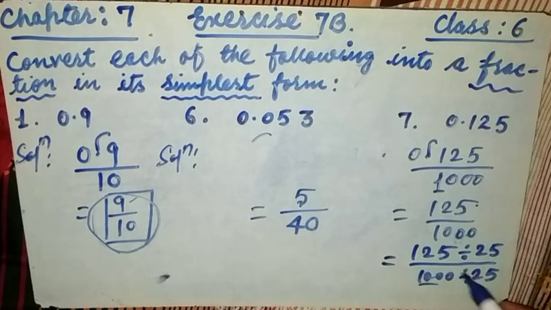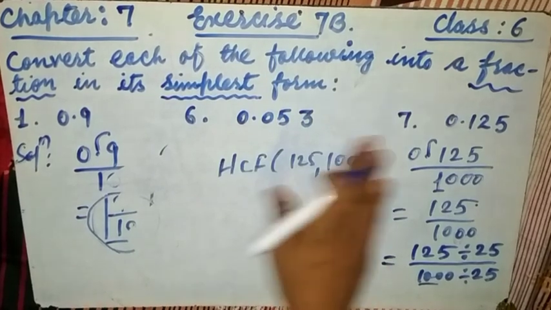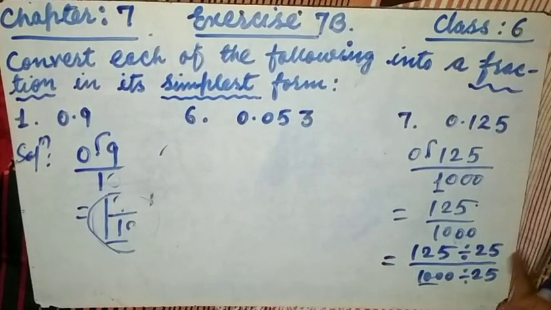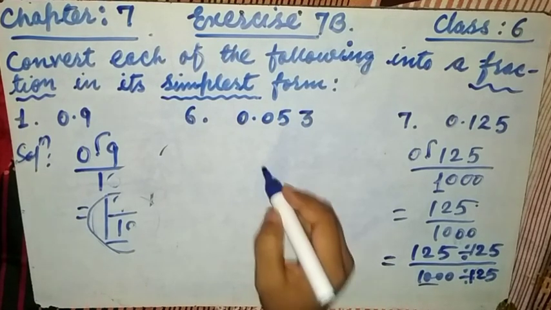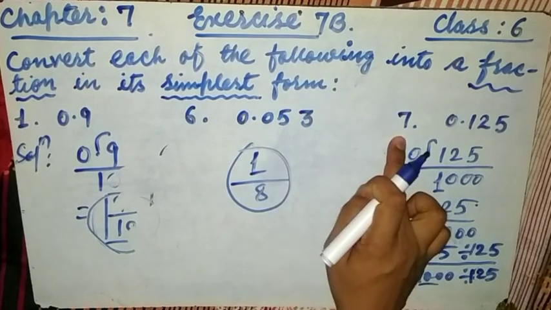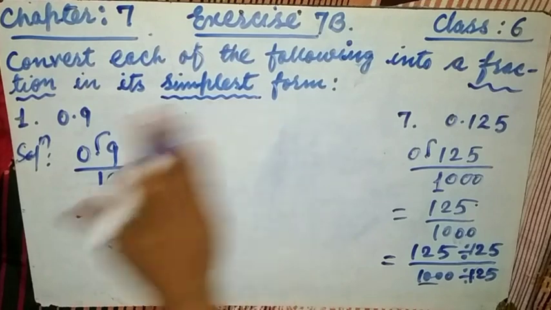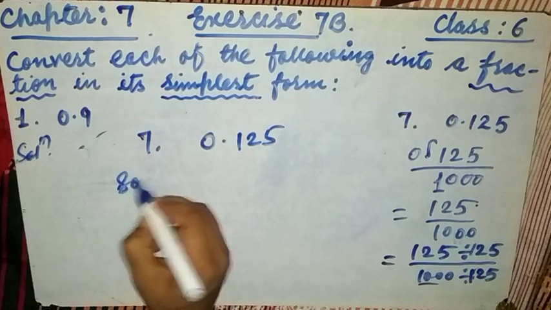Now friends, this is 125. First of all find the HCF. Let us figure it out. Sorry friends, the HCF of 125 and 1000 is 125. This is why we are going to divide by 125 both the numerator and the denominator. Then we get 1 and here is 8. 1 by 8, this is the answer for question number 7. Or either this question can be solved another way. Question number 7, 0.125. Okay friends, write the solution.